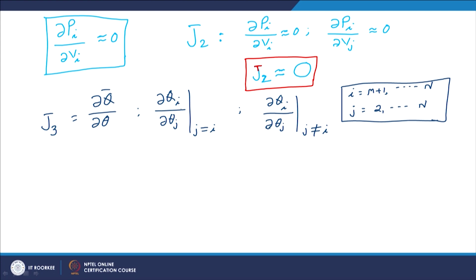So, then therefore, when i varies from m plus 1 to n and j varies from 2 to n, there will be some occasions where j would be equal to i, and in most of the occasions j would be not equal to i. So, we again need to look at these two expressions as we have looked into J2, and then deduce what happens to this matrix J3. So, we will look into this in the next lecture along with the other lectures. Thank you.